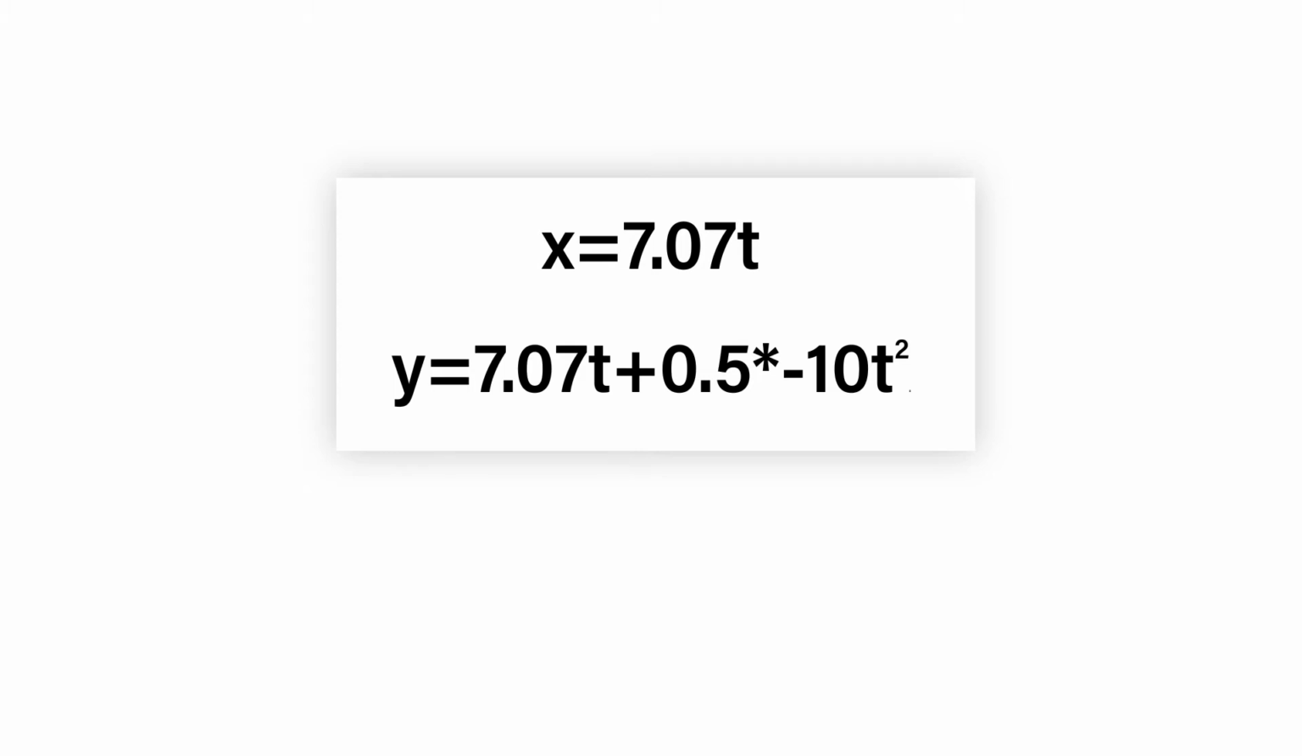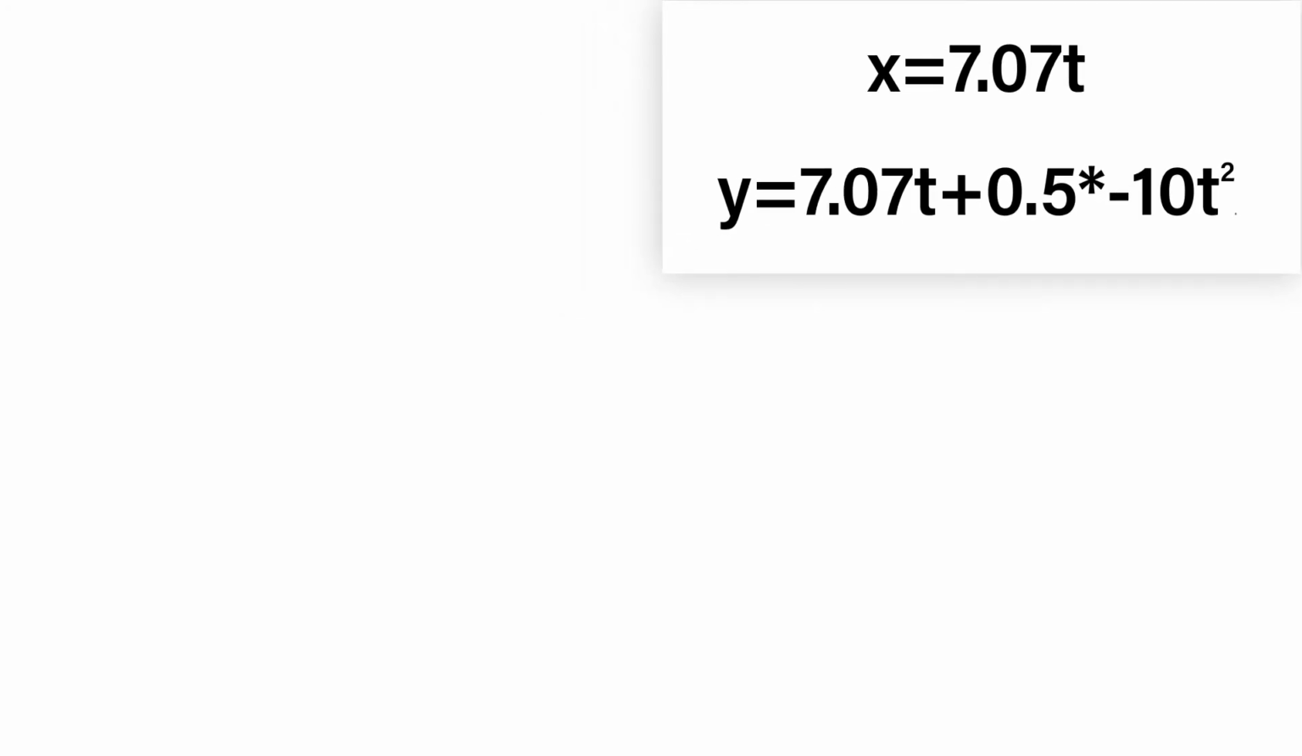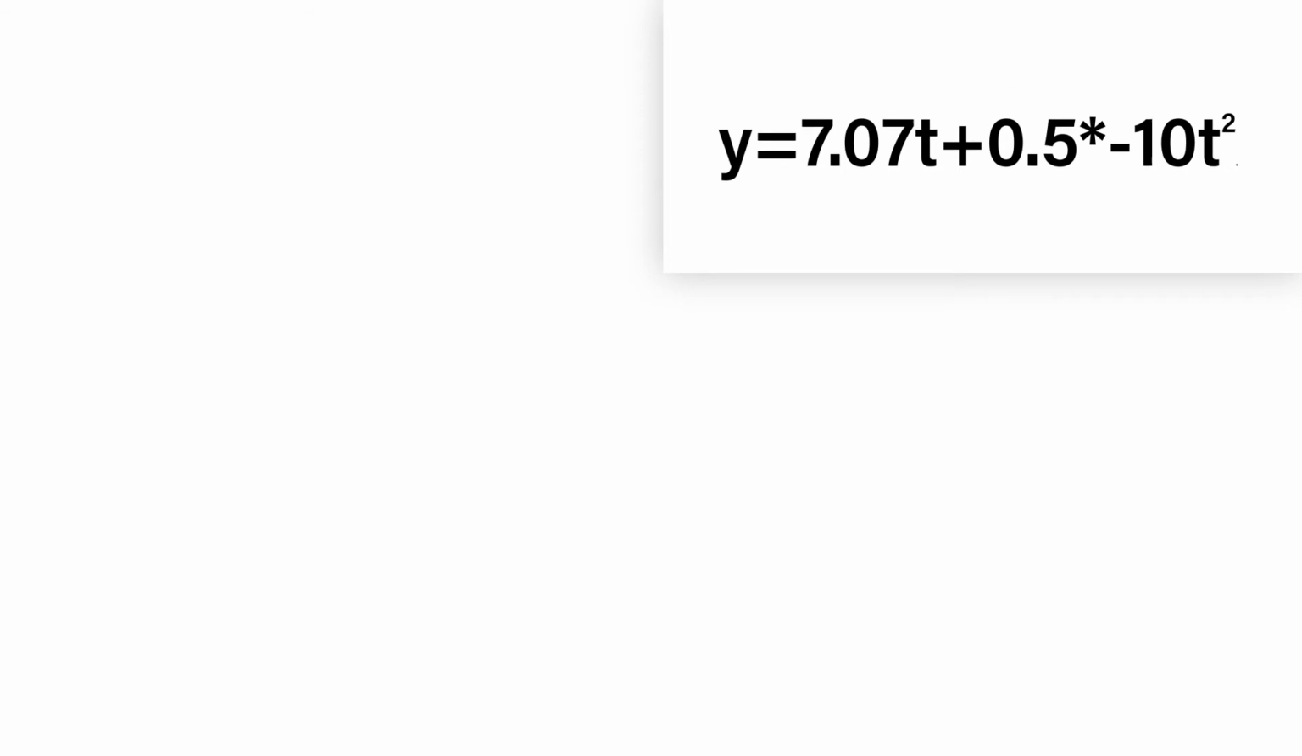Sound good? Great. You could use these equations to find many different things, but in this case we really just want to know an equation that relates the distance traveled along the y-coordinate to that of the x-coordinate. As you might be able to guess, this will result in an upside-down parabola because gravity is causing the birdie to accelerate downwards. We can figure this out by rearranging the equation for the x component to t equals x over 7.07, and then plugging that into the equation for the y position.